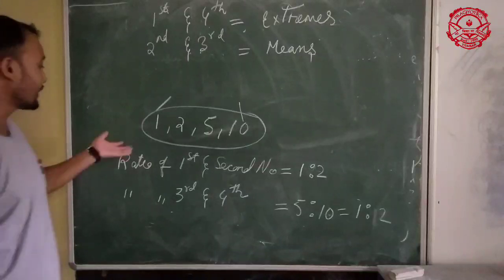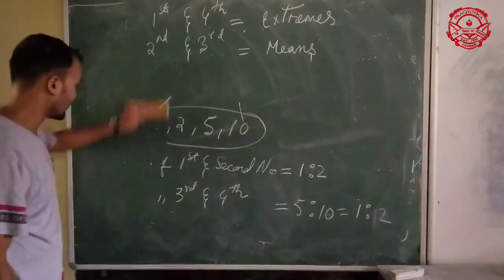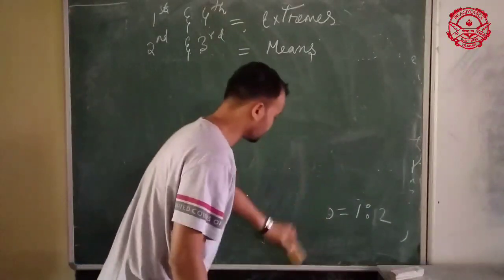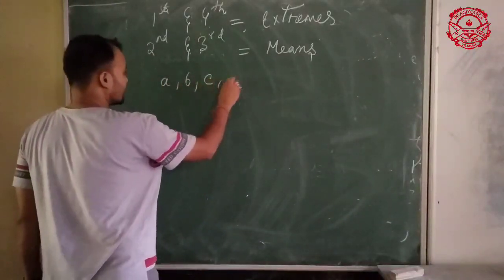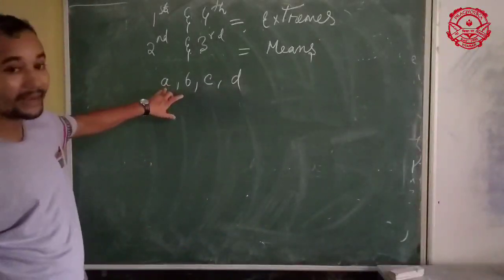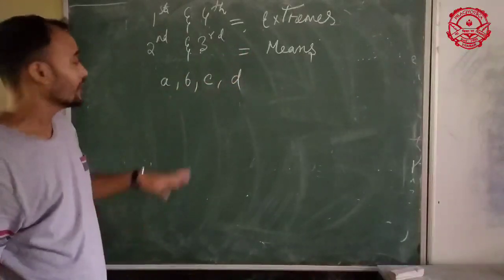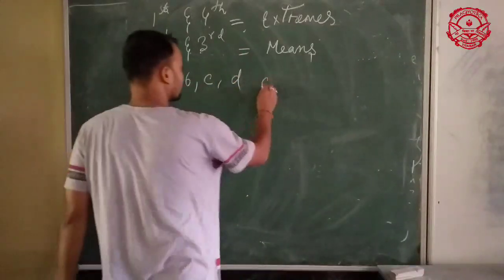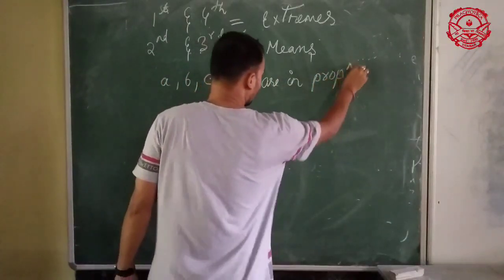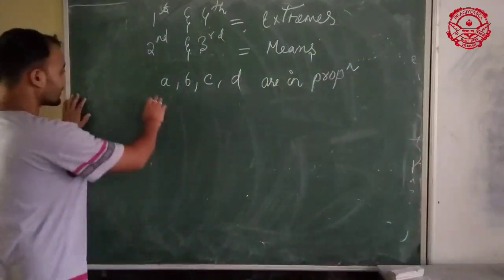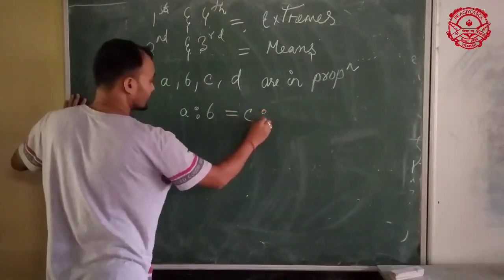Now, how can we show a proportion? I can use variables, suppose A, B, C, D. Here A and D are the extremes and B and C are the means. If A, B, C, D are in proportion, then we represent this as A is to B is equal to C is to D.